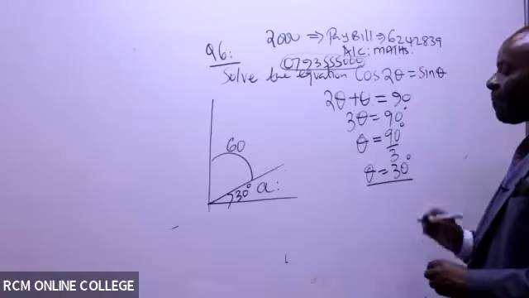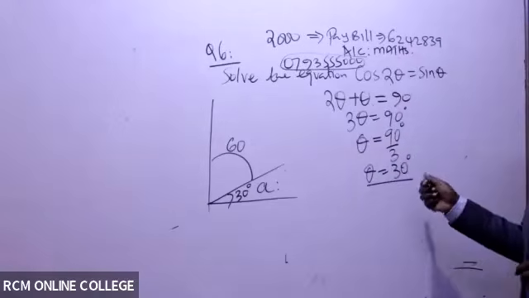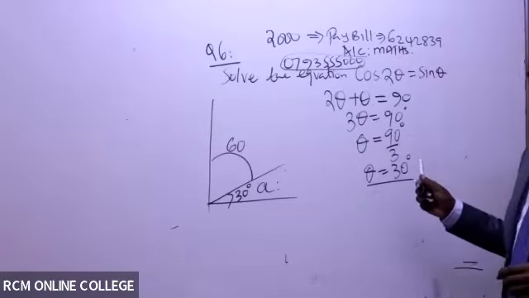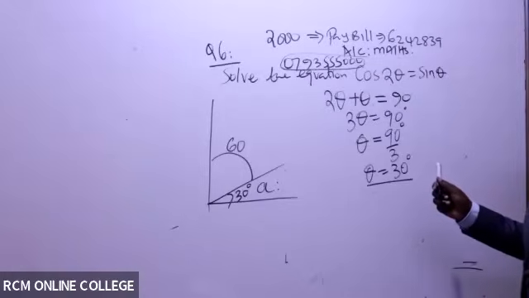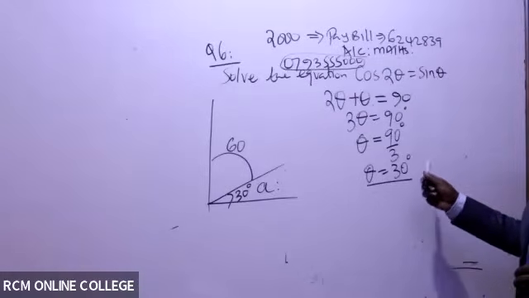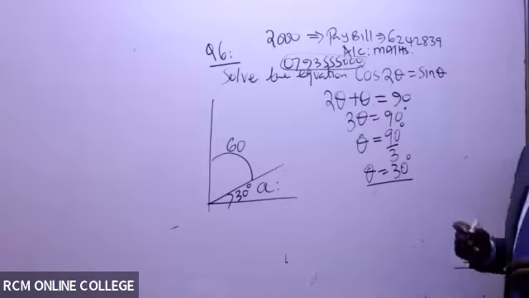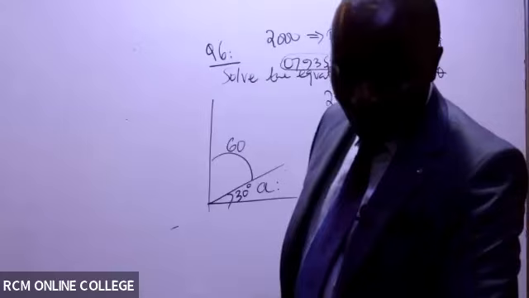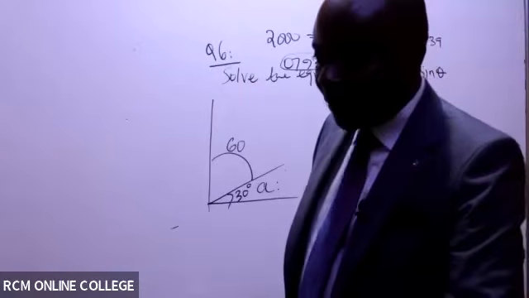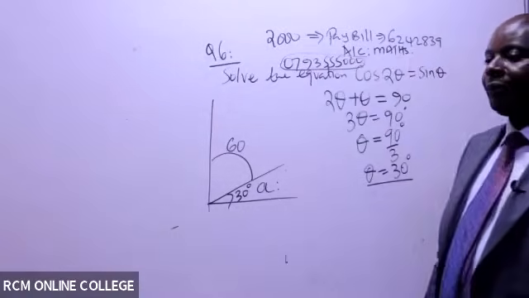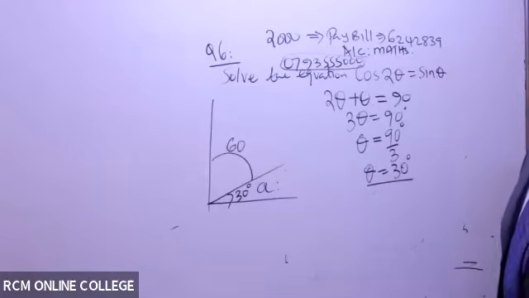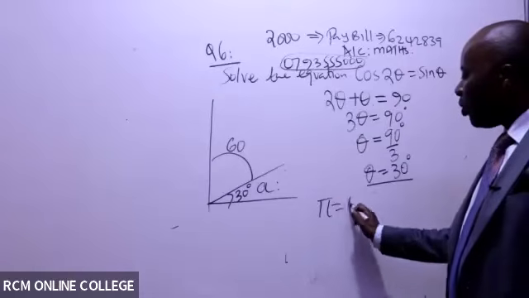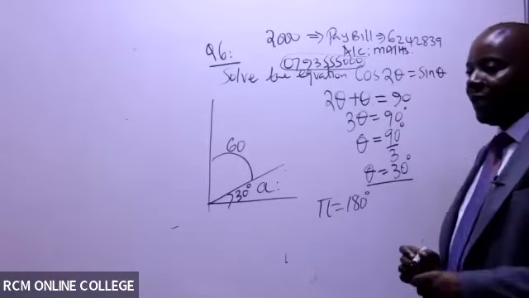Theta equals 30 degrees. But you see, this examiner would not want you to stop here. He would want you to present this in terms of pi radians. Is there somebody who is able to do that? So you see, we know that in trigonometry, pi normally equals 180 degrees.